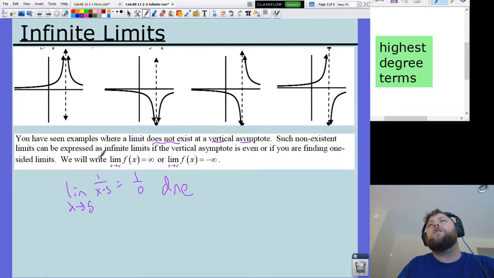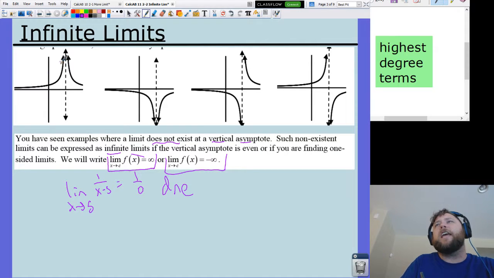So instead of just saying does not exist in these cases, we can actually express these as infinite limits, because the function is doing something. We can say it's going up to positive infinity or going down to negative infinity. And this is how we write this. The limit as you approach some c might be positive infinity, or it might be negative infinity.